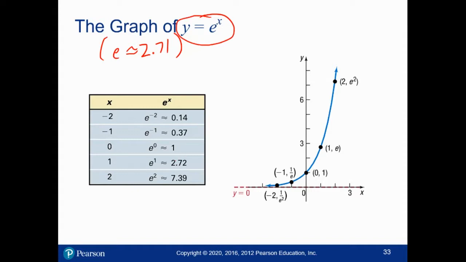Okay, so e is approximately 2.72. I tend to round it off to 2.71, but I think the next decimal point is a 6, so it should be properly rounded to 2.72. And then when you square it or take 1 over it, you get these other values. It's definitely bigger than 1, so I get an exponential curve that goes up to the right. And there it is.